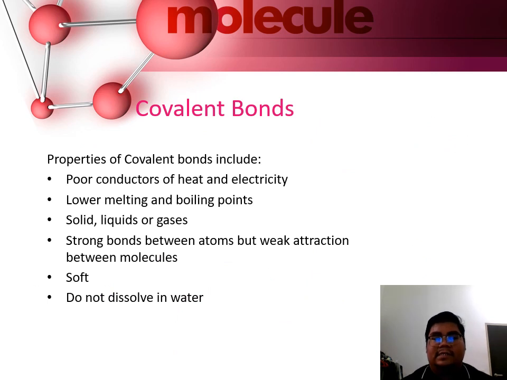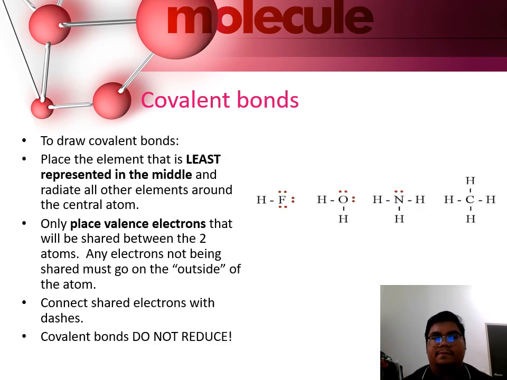Now we talk about some properties of covalent bonds. Covalent compounds are poor conductors of heat and electricity because they share electrons rather than donating them. They have much lower melting and boiling points, and they can exist as solids, liquids, or gases. They have strong bonds between the atoms, but weak attraction between the molecules.